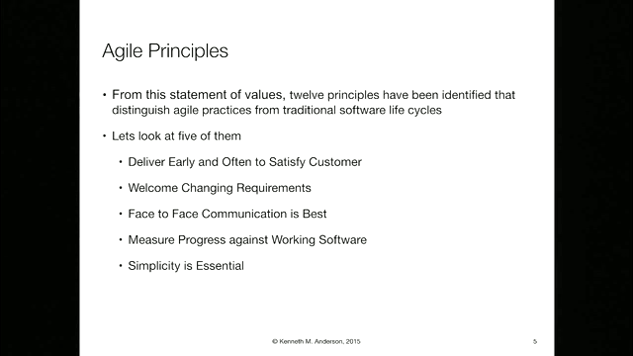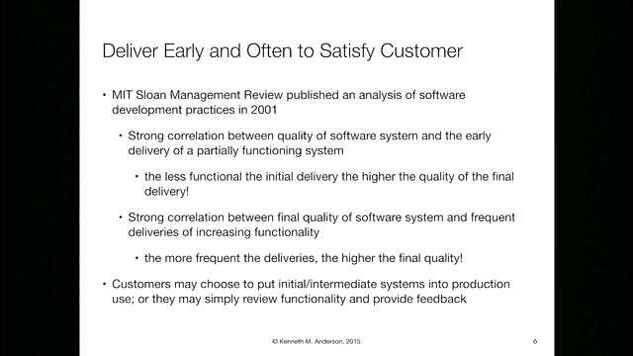With the 12 principles, just for the sake of time, I'm going to focus on 5 of them: deliver early and often, welcome changing requirements, face-to-face communication is best, measure your progress against working software, and simplicity is essential. Previously, I hinted at the fact that people didn't know what to do with changes in requirements. They were problems. The Agile life cycle says they're not problems, they're opportunities to understand what we're building for our customer in a better, more comprehensive way. There are, of course, 7 more beyond these that I won't focus on here. Maybe we'll return to them.